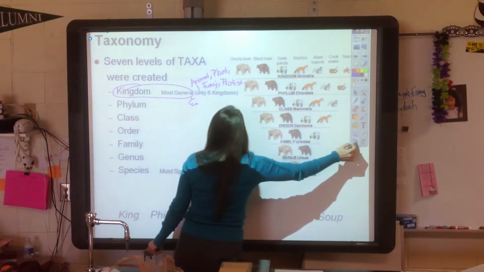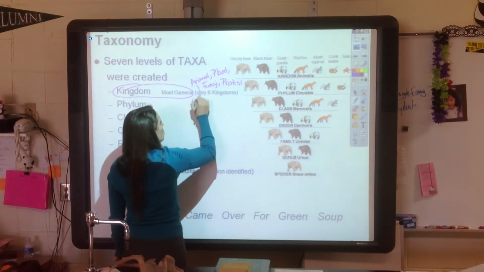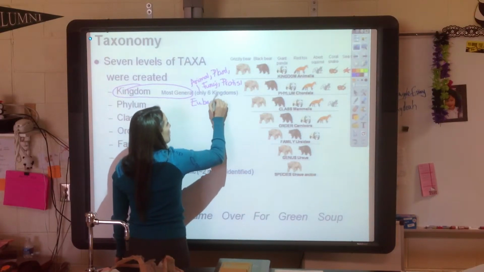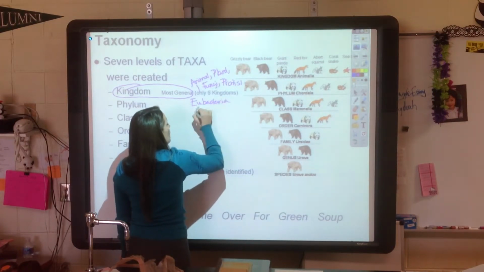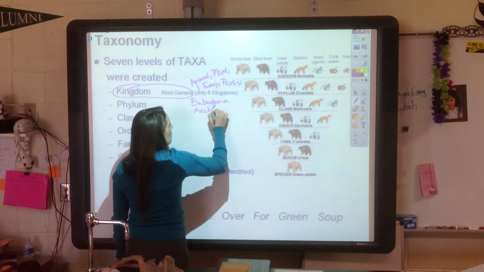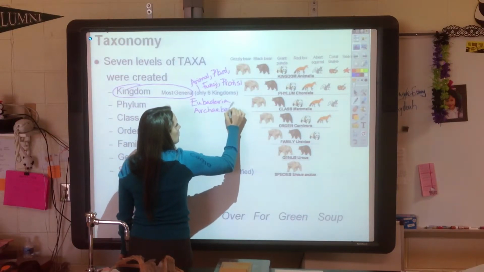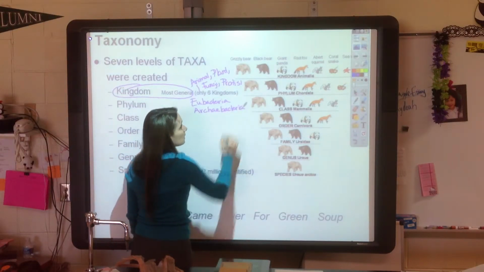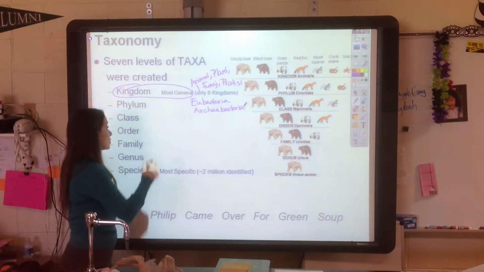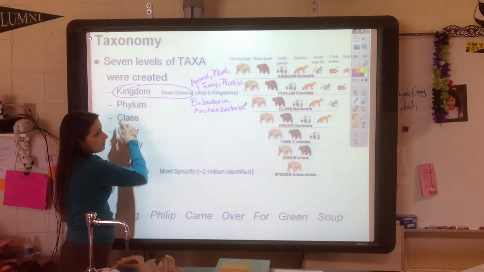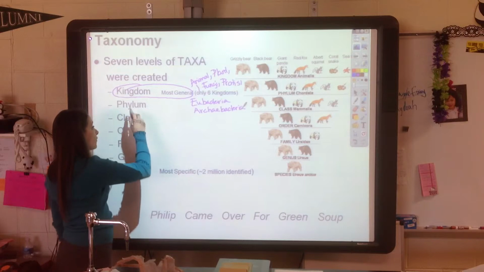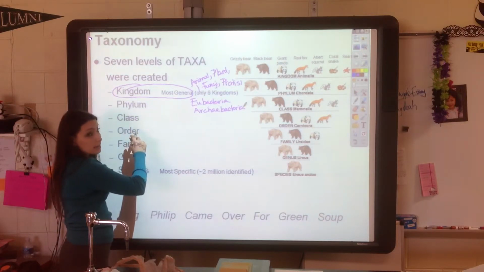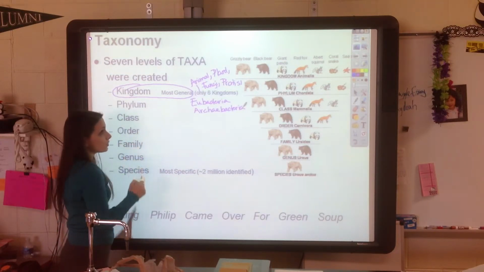that was a little messy, the eubacteria kingdom, and the archaea bacteria kingdom. There are 6 kingdoms. And then each kingdom is broken down into several phyla. And each phylum is broken down into a class, and each class is broken down into an order.